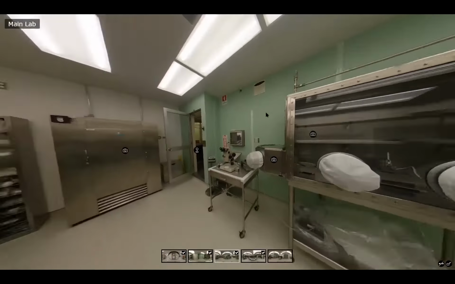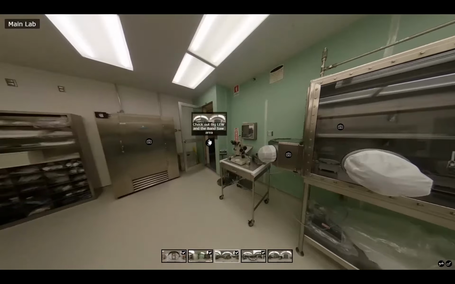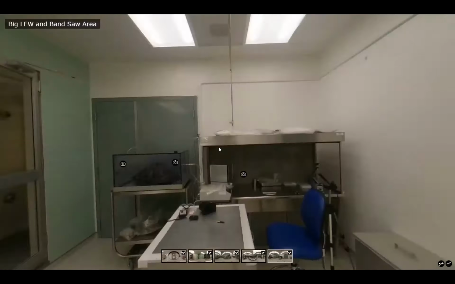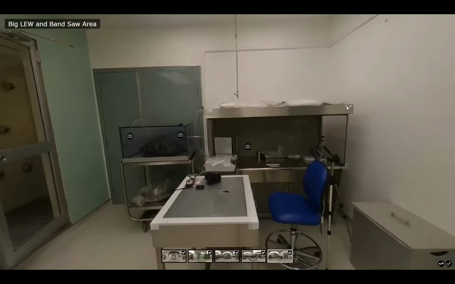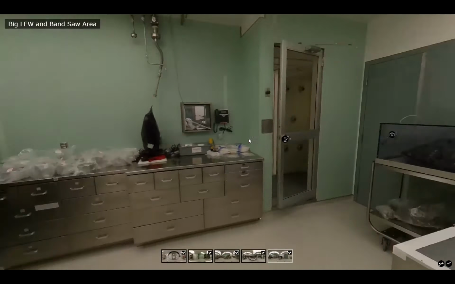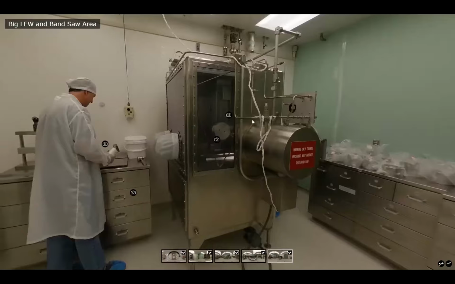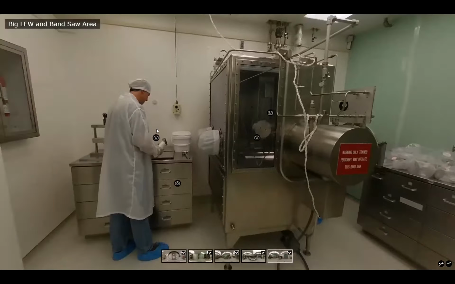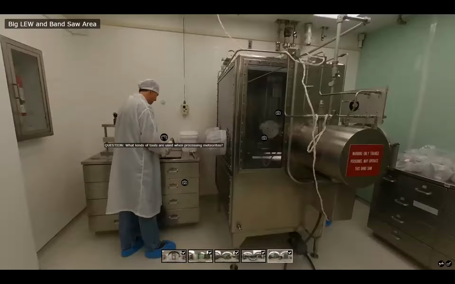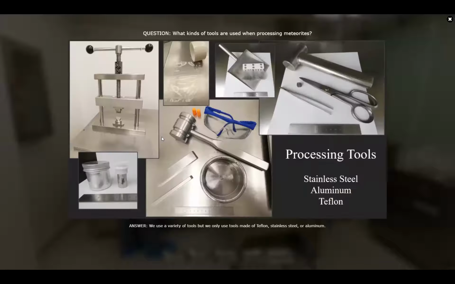The first thing we have to do once we've thawed those meteorites is what's called initial processing. So I'm going to take you guys to our 3rd room. In here we have another flow bench. We have some storage for some tools. This is a big bandsaw cabinet. I'll talk to you guys about that in just a minute. When we do initial processing, like I said, we only have certain materials that can come into contact with the meteorites. Stainless steel, aluminum, and Teflon are our only approved materials that can touch the meteorites.